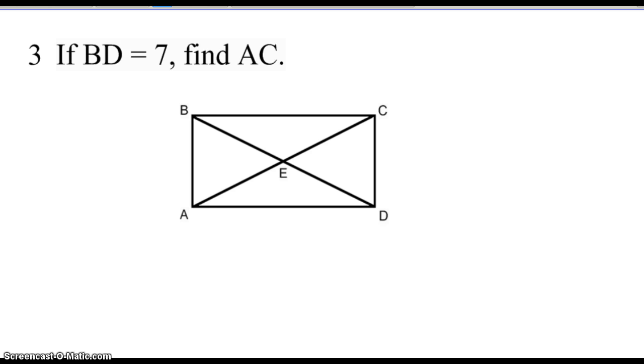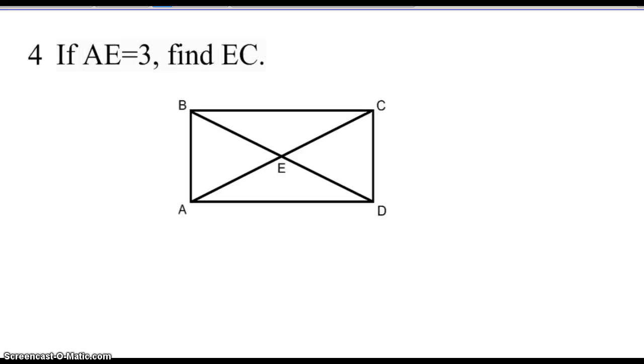If I say BD is 7, what's the length of AC? And your answer should be 7 because diagonals in a rectangle are congruent. Technically, this doesn't say that it's a rectangle, so it's not a very good drawing, and I don't give you anything about 90 degrees. So it's kind of a bad question, which I wish I had taken out. But if I say it's a rectangle, then AC is 7, correct?